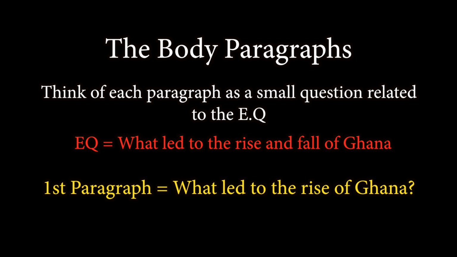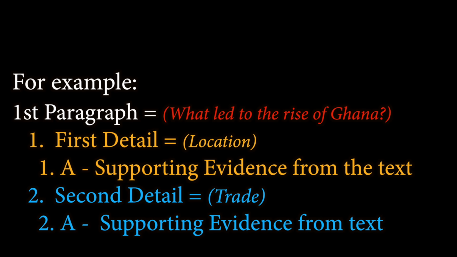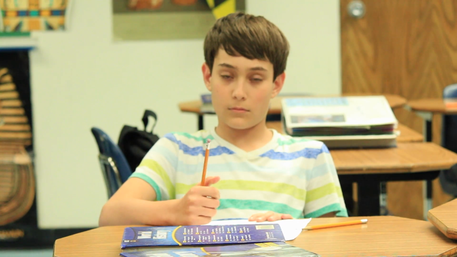Now we're on to the body paragraphs. This is where you're going to put your details and all your supporting evidence. Think of each paragraph as a smaller question that's related to the larger question, which is your essential question. As you can see, this is really easy. All you have to do is write your detail, then a supporting detail or evidence from the text. And you do that 3 times for each paragraph, because you should have 3 details. And that's it. Piece of cake, right? Right? That's what I thought.